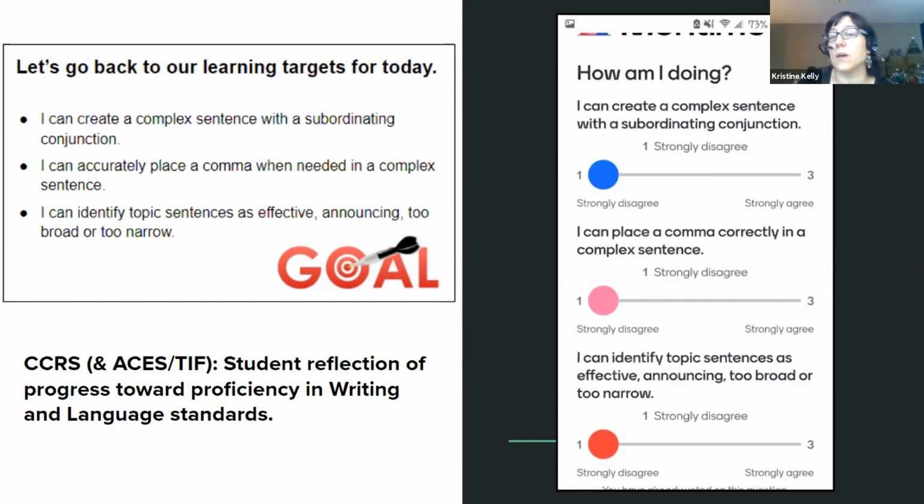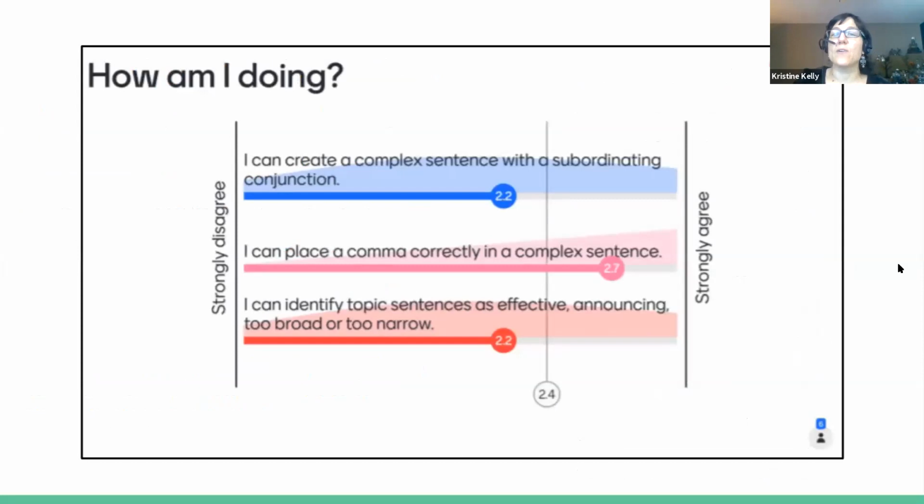Middle is neutral. You can go 1 to 5. I do 1 to 3. Like, you either completely don't get it, you completely get it, or you're still not sure. That's enough for my students. So they can spend a moment to reflect on where they're at as far as progress towards these learning targets. And here is what you get.